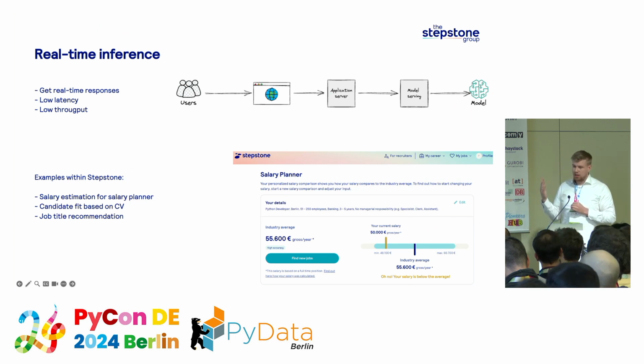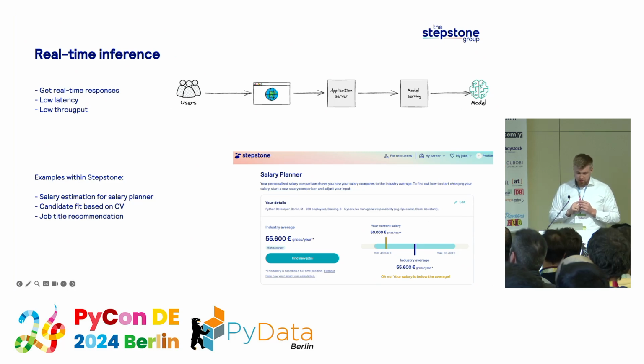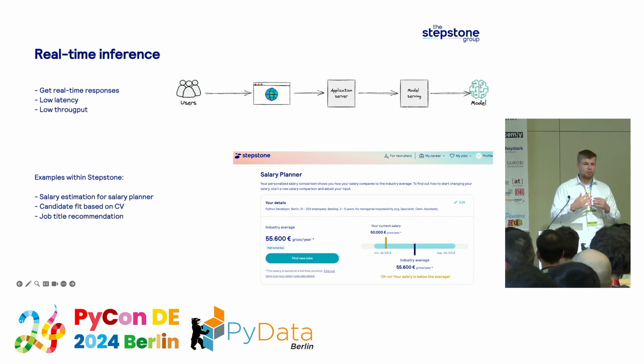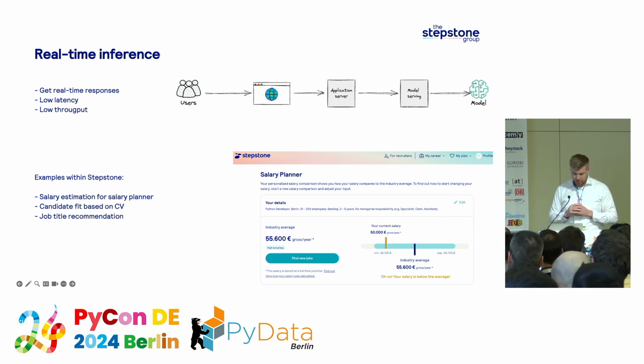It's also, in general, a low throughput use case. If we have 10,000 people clicking on the button at the same time, sending requests, probably our model server will go down. We have a couple of those examples within StepStone: a candidate fit score that you get, job title recommendations for recruiters when they create jobs, and the salary estimation planner.